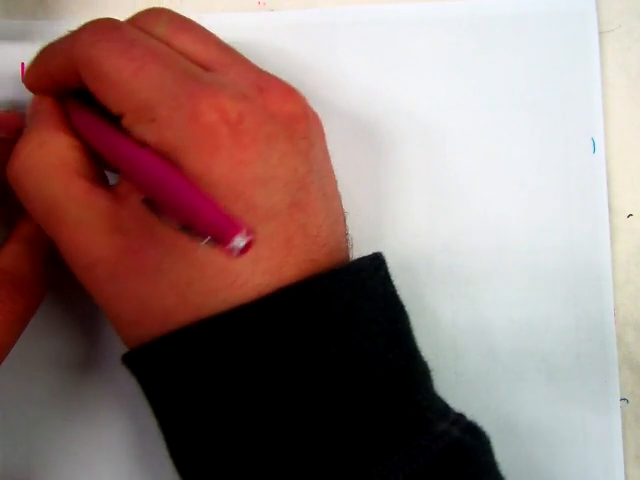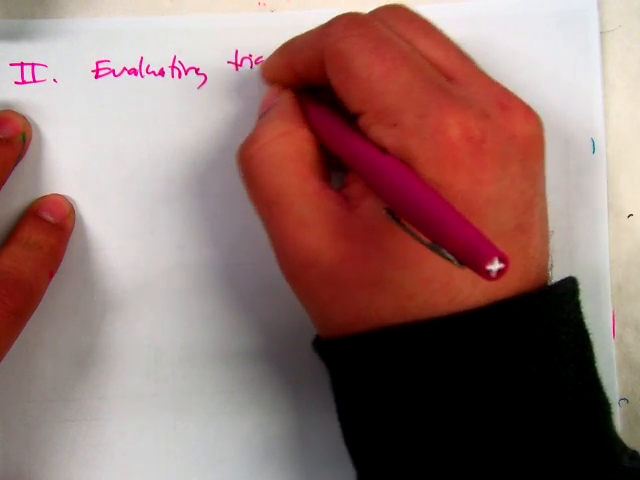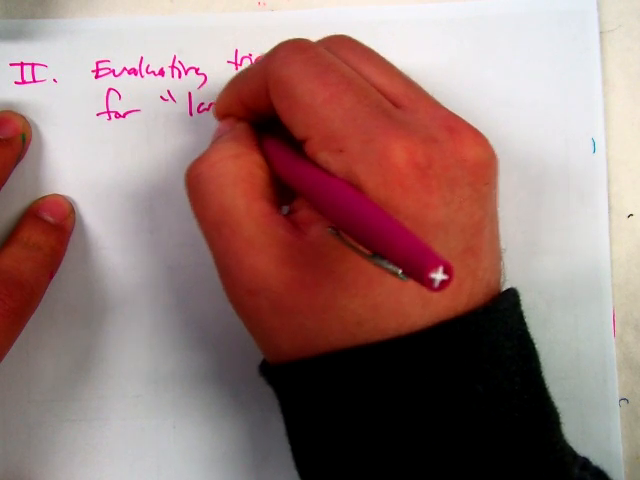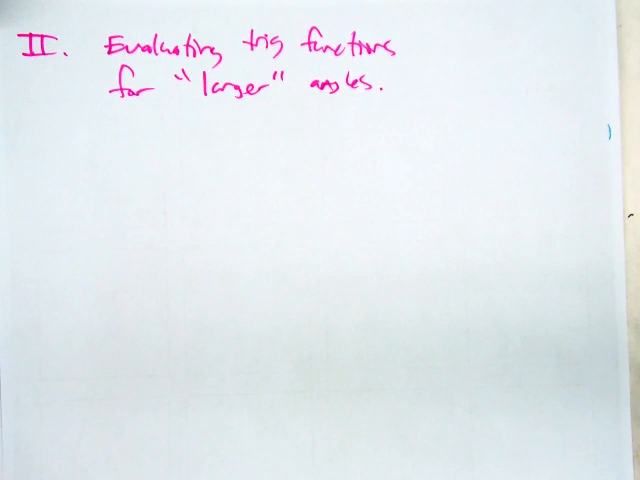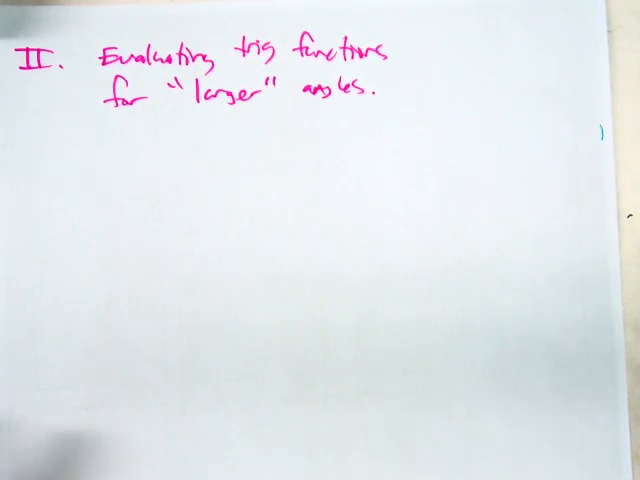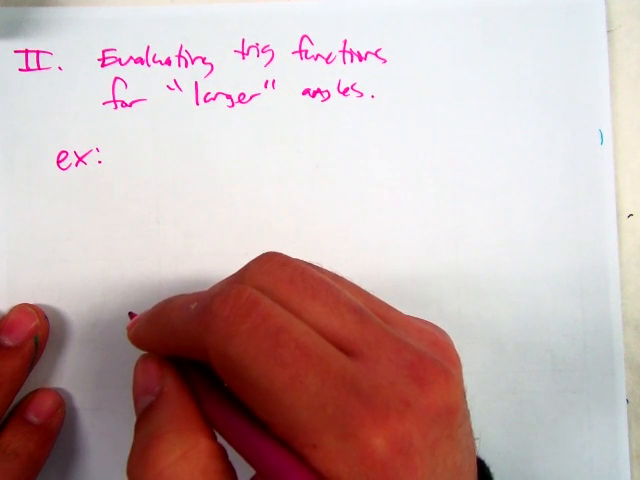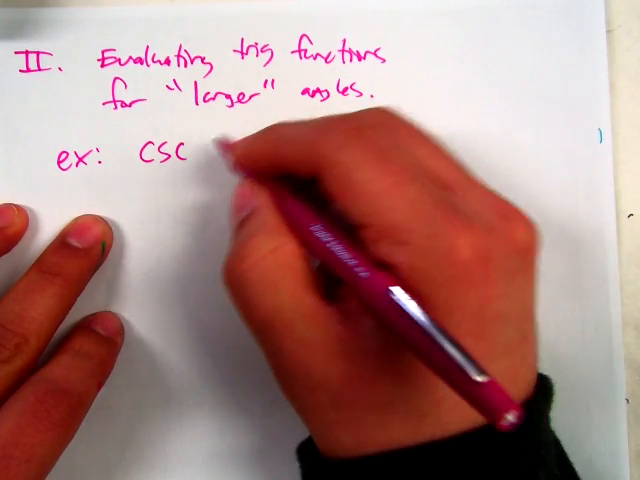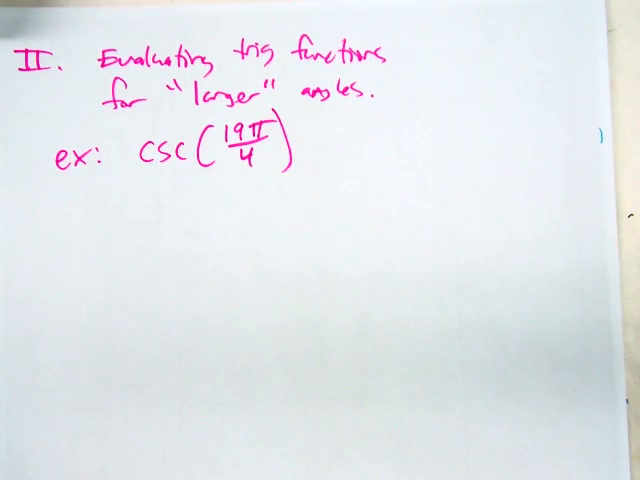If you got skill number 1 down, skill number 2 is easy. It's just evaluating trig functions for quote-unquote larger angles. We'll do 2 quick examples. We've kind of done this already a little bit, so it shouldn't be too big of a deal. Let's start with radians, since that's generally a little easier. Let's say I wanted to find the cosecant of 19 pi over 4.